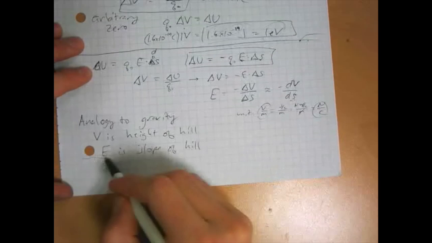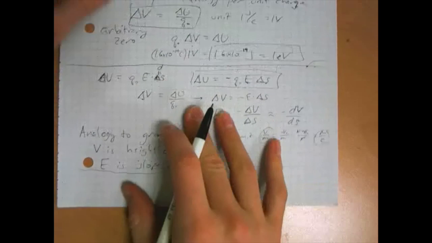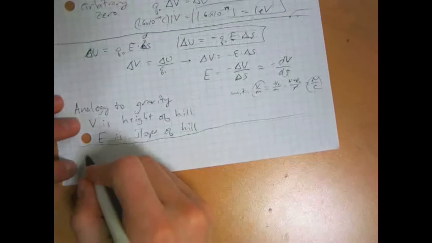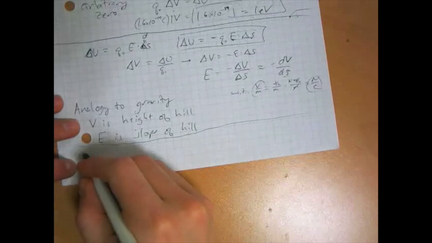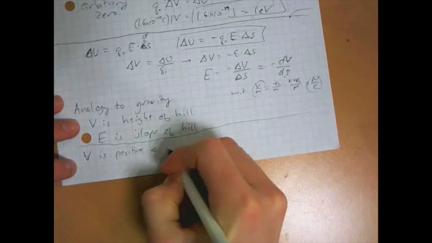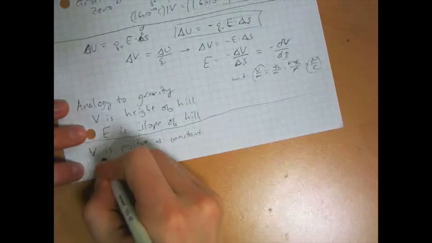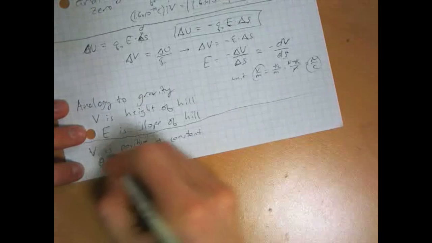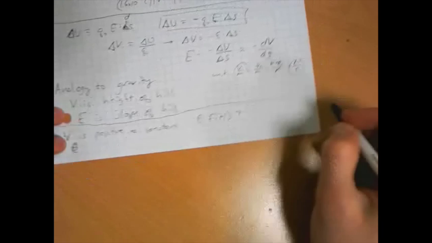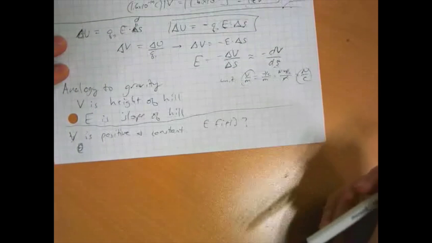Here's a quick concept question. I recommend pausing and thinking about it after I say it. So if for a given area the potential is positive and constant, what can you say about the electric field? What can be said about the electric field in a region where the potential is positive and constant? Think about that for a second.